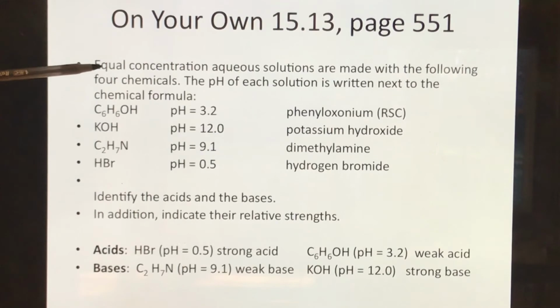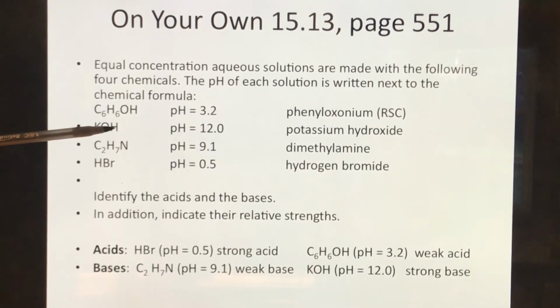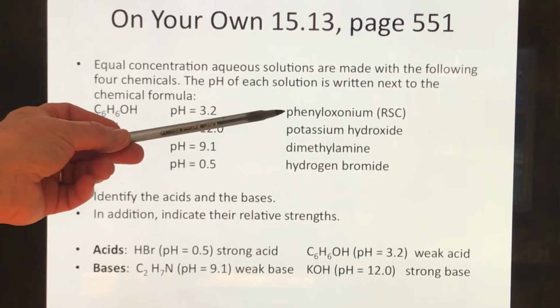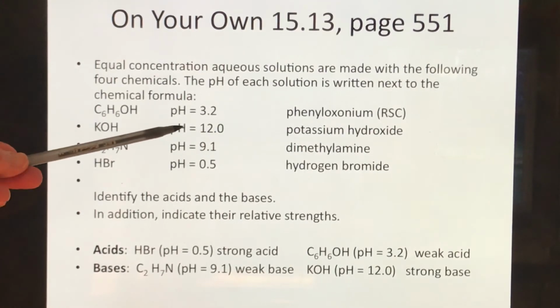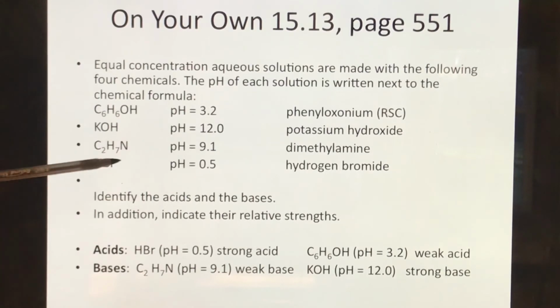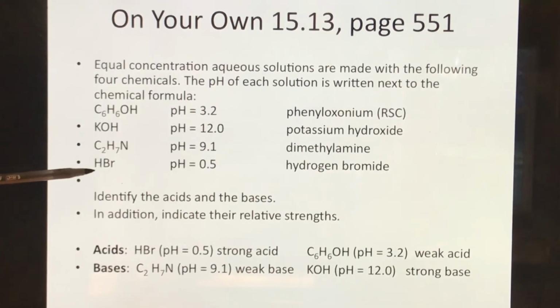Okay, so let's look at on your own 15.13. Four equal concentration aqueous solutions are made with the following chemicals. The pH of each solution is written next to the formula. So we have the C6H6OH, it's at 3.2. That's phenyloxonium. And then this one is potassium hydroxide, the pH is 12. This is C2H7N, dimethylamine, the pH is 9. And then hydrogen bromide, the pH is 0.5.